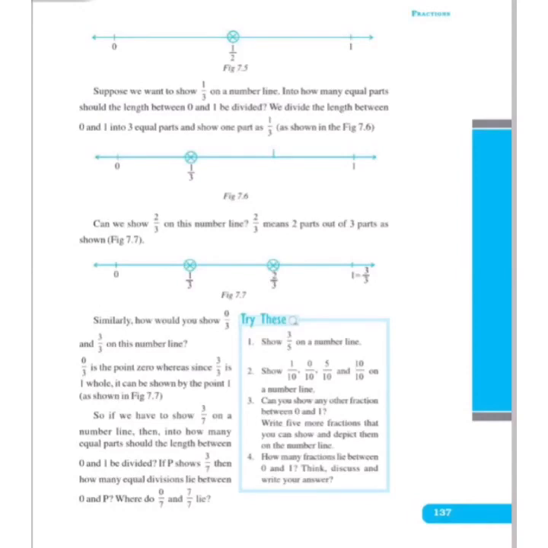Now children, supposing we have 3 by 7 or 3 upon 7. Here 7 is the denominator, that means the whole is divided into 7 parts. So now when we will represent 3 upon 7 on number line, we will divide the length between 0 and 1 into 7 equal parts and then we will show 3 upon 7 on the number line.